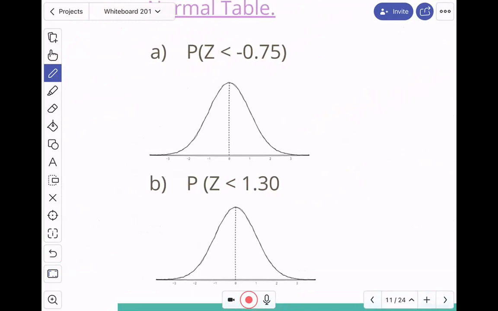I want to locate the z-score of negative 0.75. Where does that fall? In between what two values? To the left, negative 1, and 0. So between negative 1 and 0. So your first value is falling somewhere over here. There's a z-score, and I want to find the area to the left because it's less than. Y'all got that? I want to find the area to the left because it's less than.